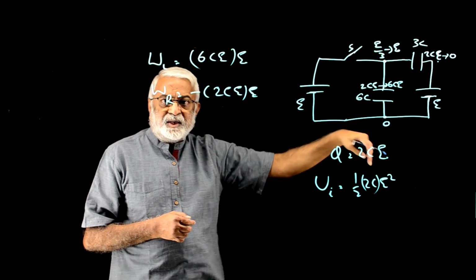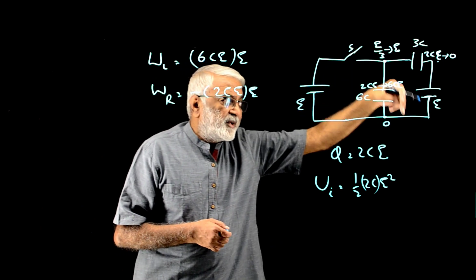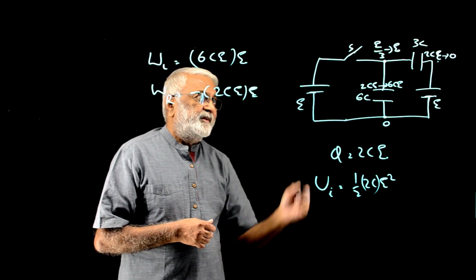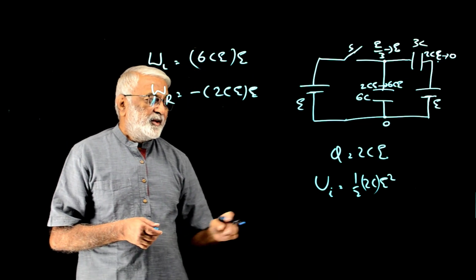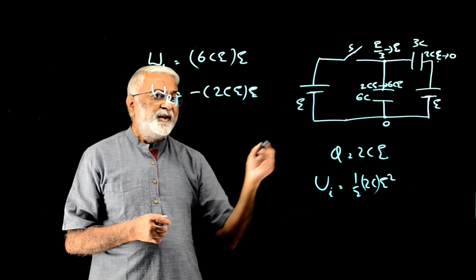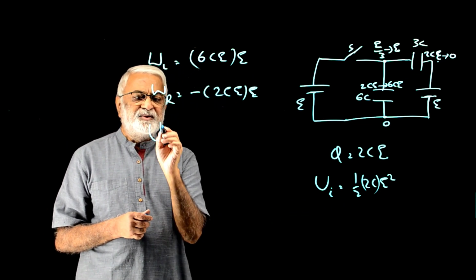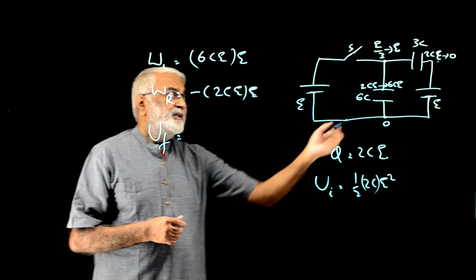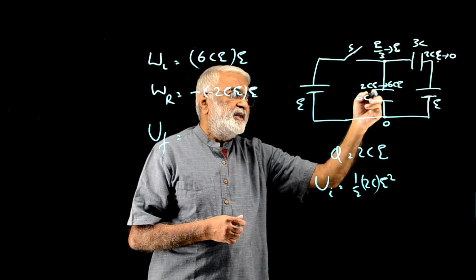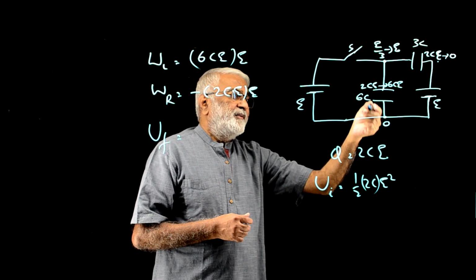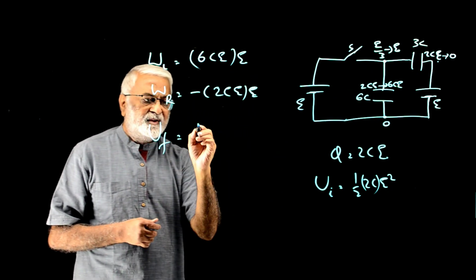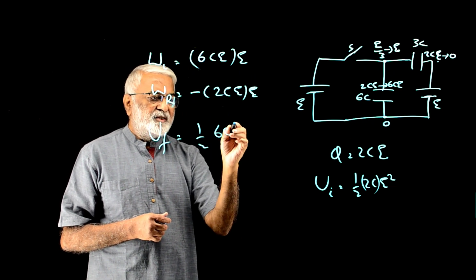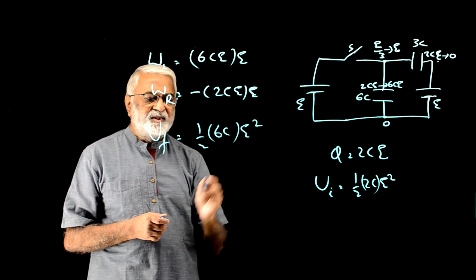So charge is flowing into the positive terminal here. This is 6CE this way and this is 2CE this way. We have initial energy here. How about final energy? The final energy of the system of capacitors is, this is no energy, no charge on this. And this is half 6C into E squared, potential difference zero, right? Half 6C into E squared. That's the final energy.